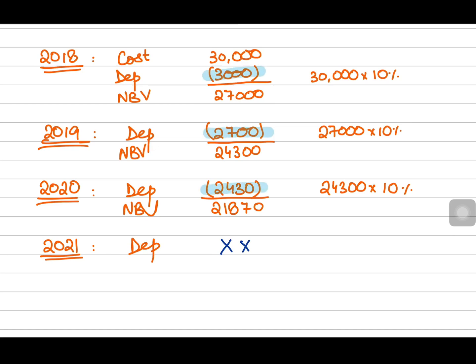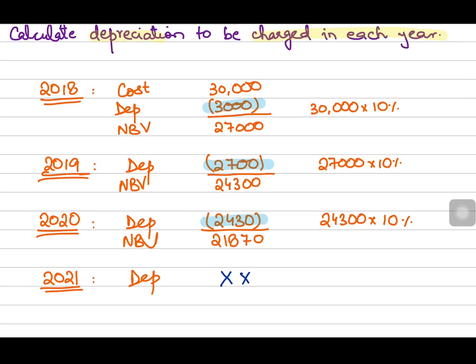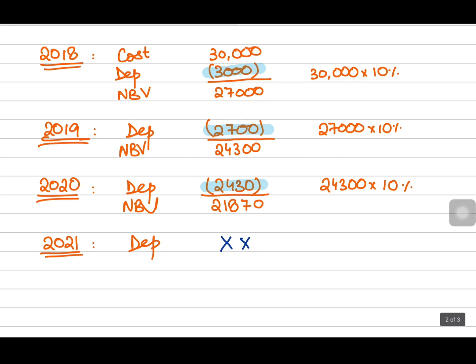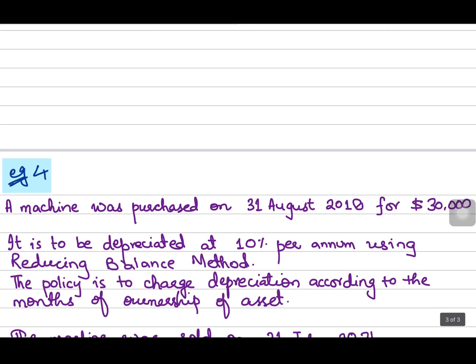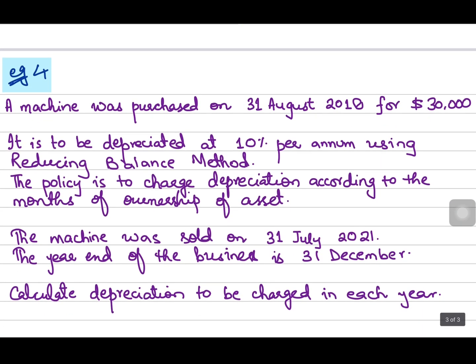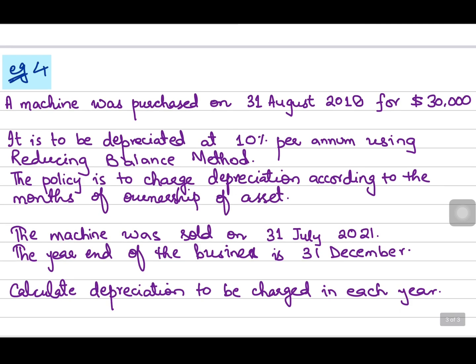So, this is how we calculate depreciation if, number 1, we are following the reducing balance method, and number 2, we are given the full year policy of depreciation. Now let's move to the next example, in which we will be required to calculate depreciation using the monthly basis policy, right. So the same example, this machine was purchased on 31st August 2018 for $30,000.